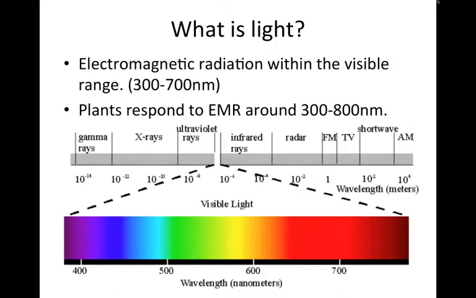So first off, what exactly is light? Visible light is a small part of the electromagnetic radiation spectrum. Plants utilize light from 300 to 800 nanometers, but we can only really see light that is 400 to 700 nanometers in wavelength. When I say nanometers, I'm referring to the length of one wave, which means that the higher the wavelength, the more distance between each wave, and the lower the wavelength, the shorter distance between each wave.